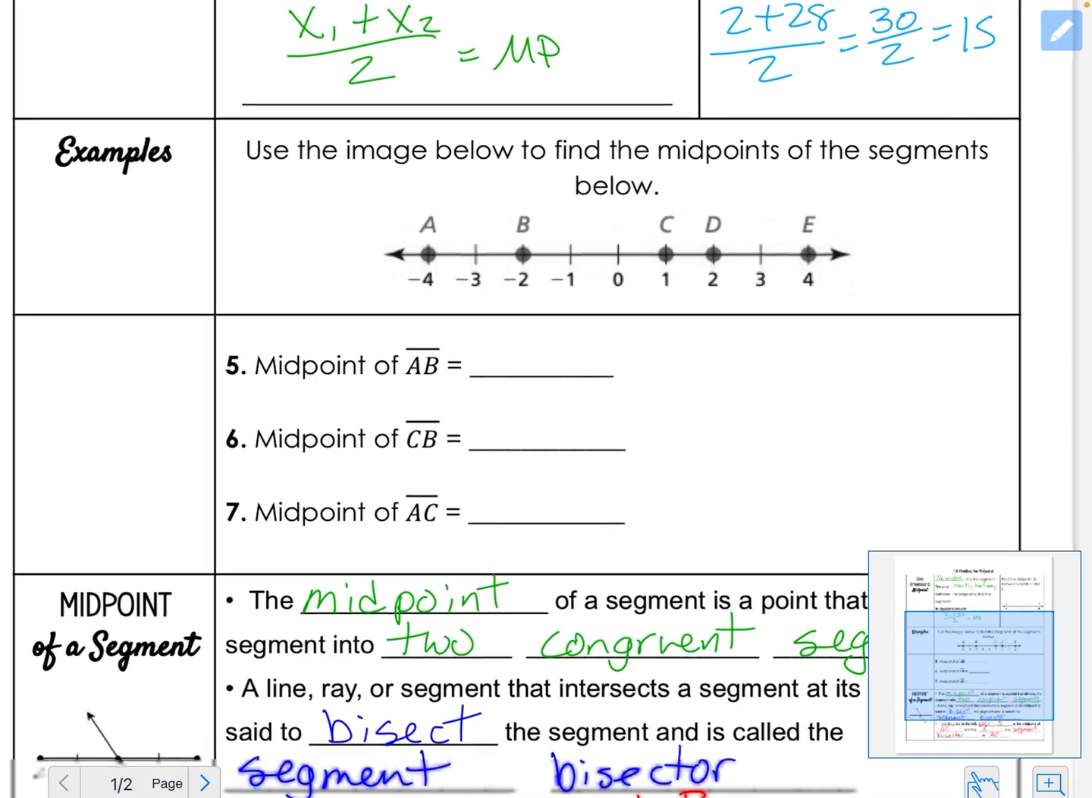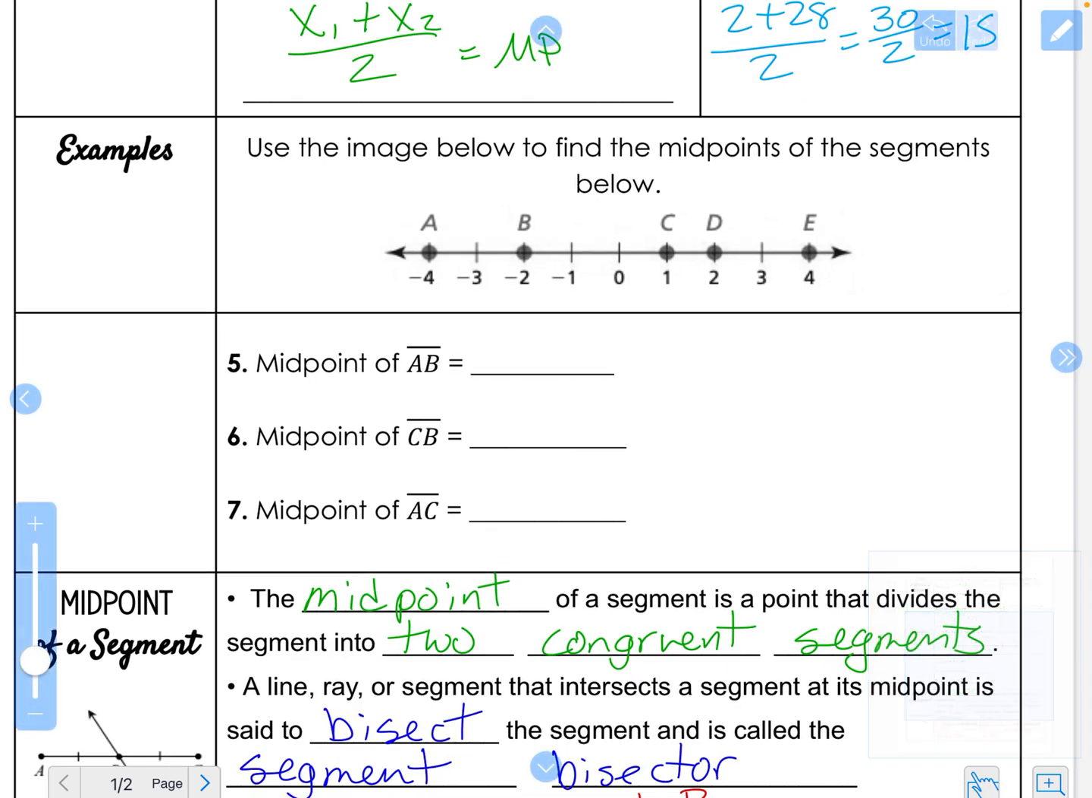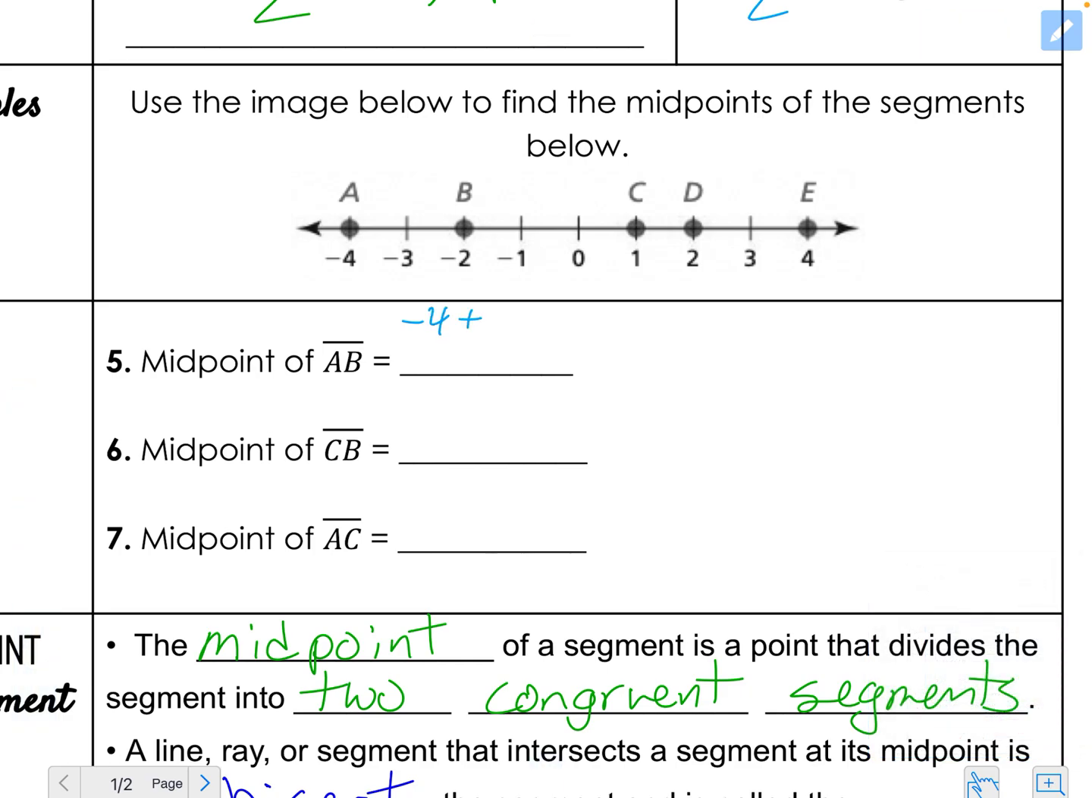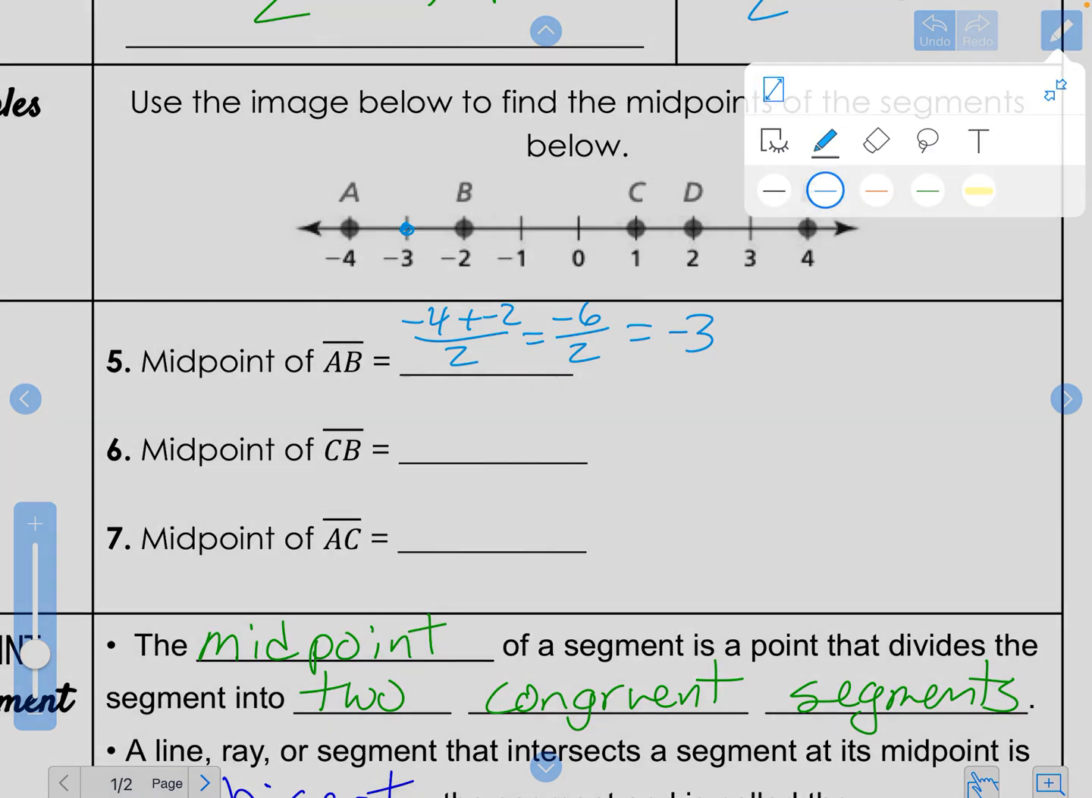So let's look at 3 more examples. So midpoint of AB. So A is -4 plus -2 divided by 2. So this turns into -4 minus 2, which becomes -6 divided by 2, which becomes -3. So if we look at our line segment, -3 is, yes, in fact, in between points A and B.